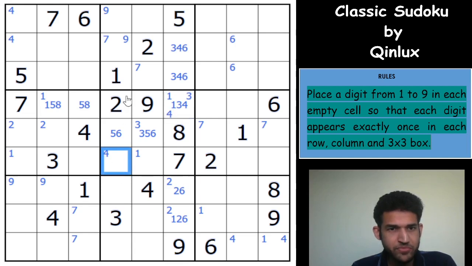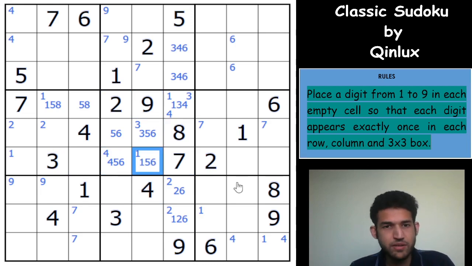Look at this cell. It can't be 1, 2, 3, can't be 7, 8, 9. So this has to be 4, 5, 6. And this cell can't be 2, 7, 8, 9, 3, 4. So this would have to be 1, 5 and 6.